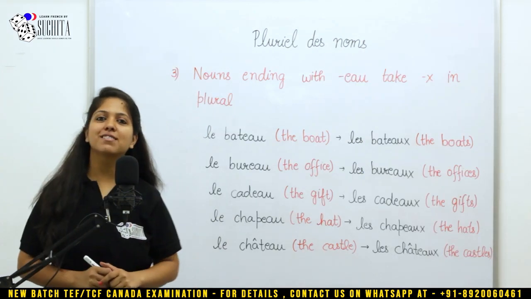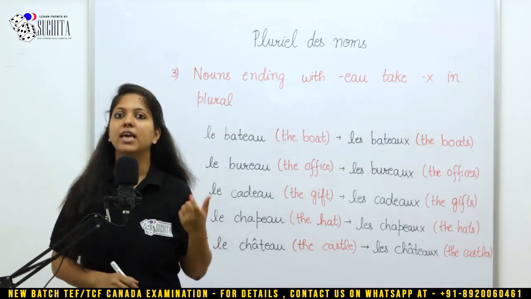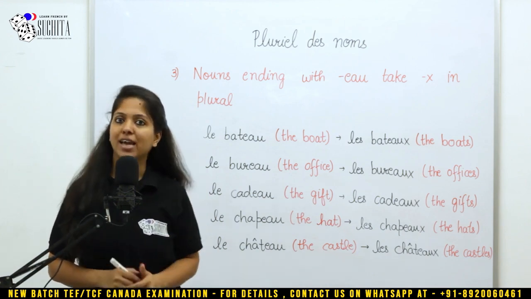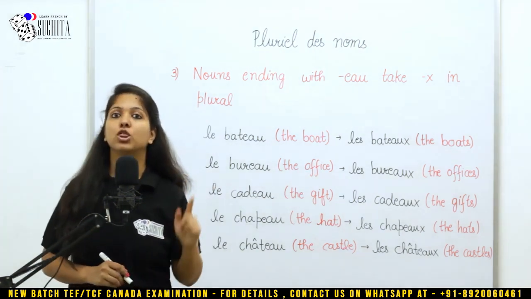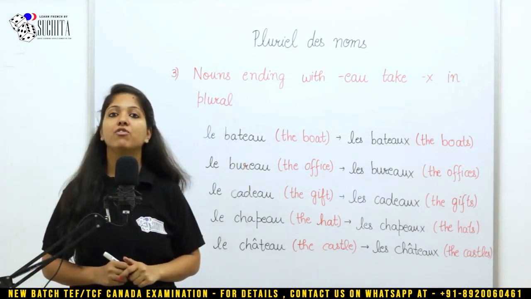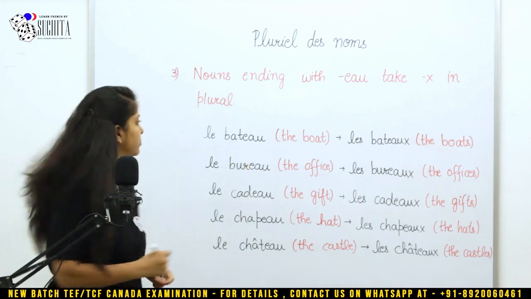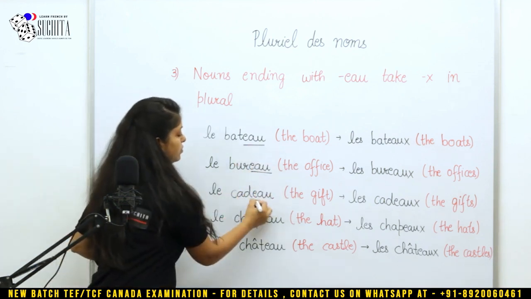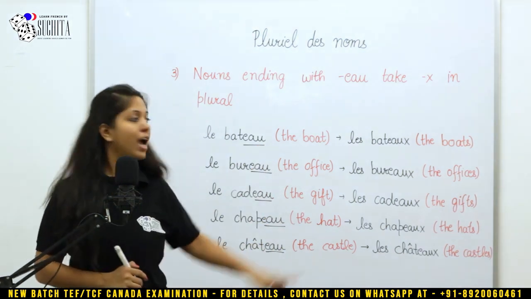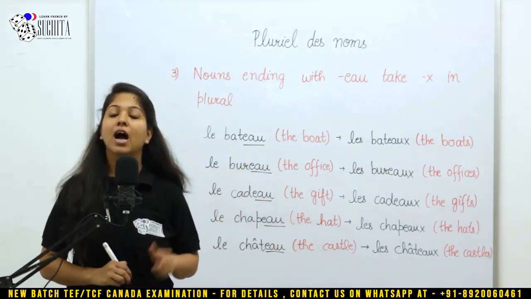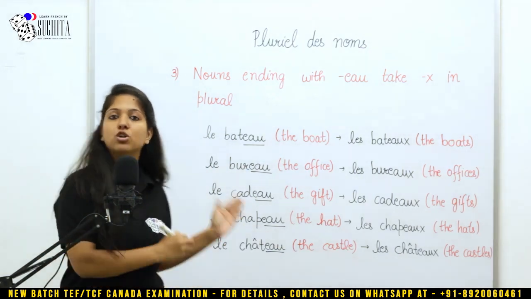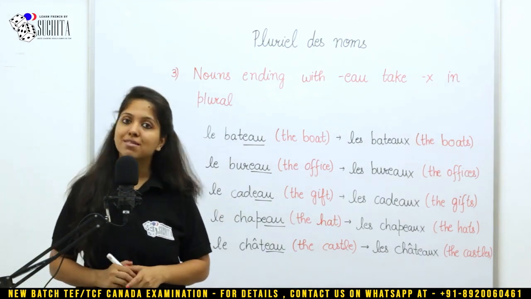Now the third rule is nouns ending with EAU. The nouns which have the combination EAU at the end, they take X in the plural. Now if you see all the examples that I have written here, they have EAU at the end. So in order to make them plural, I have added an X. However, this X is not pronounced. The pronunciation of singular and plural remains the same.